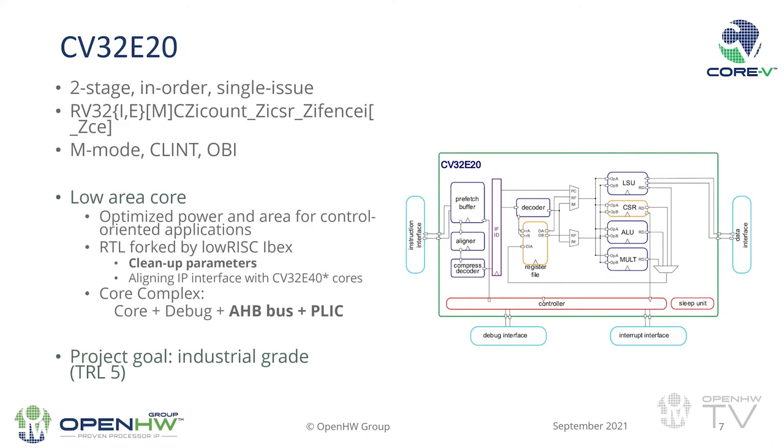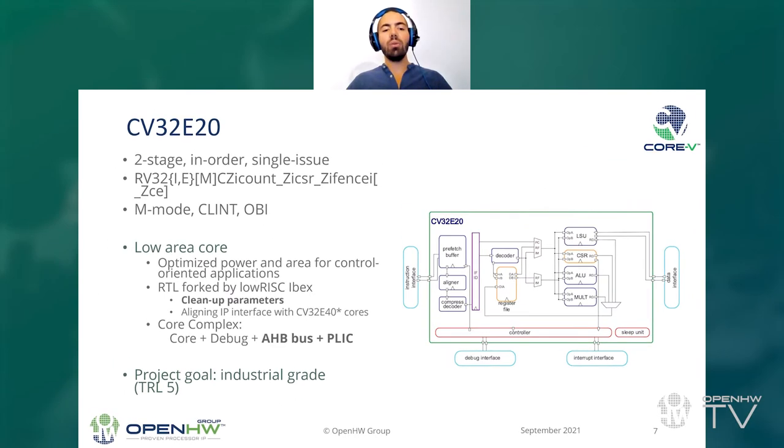And last but not least, we have a two-stage, really small core that targets control-oriented applications. It's the CV32E20. It also has the possibility to implement the E extension for register files. And we are going to start from the low-risk Ibex RTL. And the first thing we are going to do is clean up the parameters such that we only maintain and verify the ones of our members' interest.